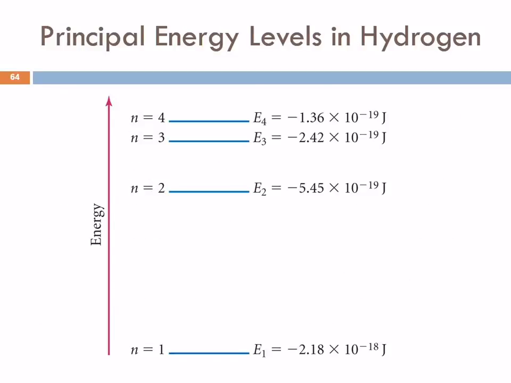So if we look at this, the difference in energy between n equals 1 and n equals 2 is represented by this distance. That's large. The distance between n equals 2 and n equals 3 is smaller. And between n equals 3 and n equals 4, it's smaller. So as n increases, the difference between that and the previous level gets smaller and smaller and smaller. And these are the values for hydrogen for these different principal energy levels. Any questions?